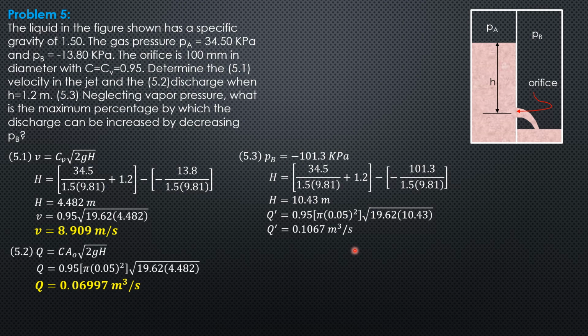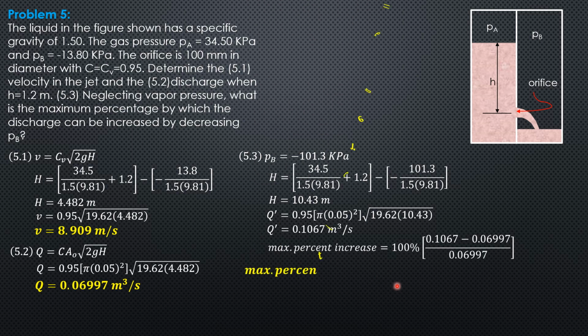So the maximum percentage increase in the discharge is Q prime minus Q all over Q times 100%, or 100% times quantity 0.1067 minus 0.06997 over 0.06997. So maximum percent increase in discharge is 52.49%.